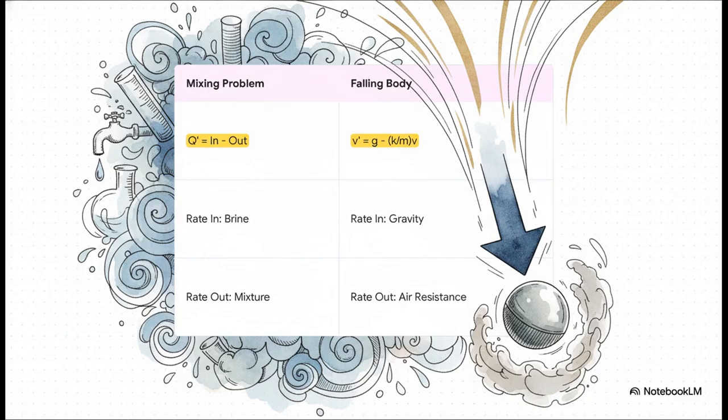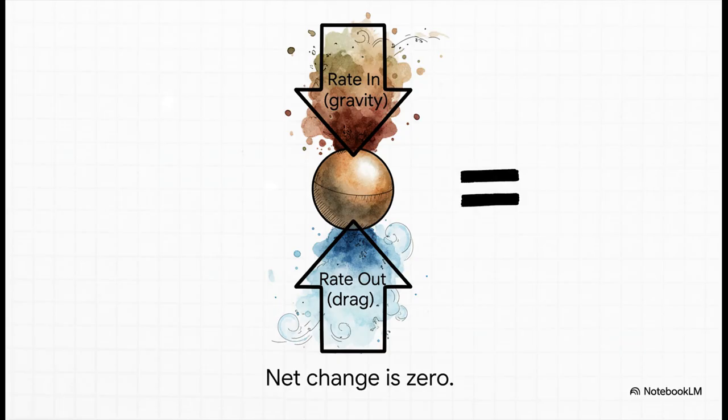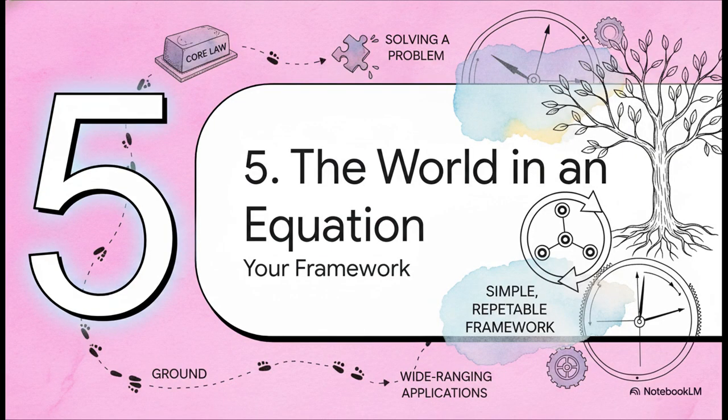It's incredible. So, what happens when the rate in from gravity exactly balances the rate out from air resistance? Well, the net rate of change becomes 0. Your velocity stops increasing. And what do we call that? That's terminal velocity. It is the system's equilibrium point, where rate in equals rate out. It's the exact same concept as the salt concentration in our tank eventually leveling off if we just let it run forever.